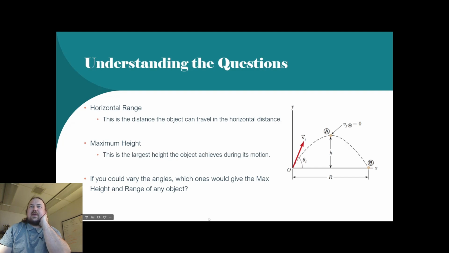The maximum range is going to be right in the middle between those two extremities, right? So the maximum range would be the middle between 0 degrees and 90 degrees. So 45 degrees gives you maximum range of an object. And again, these are just conceptual questions just to get you used to the concept. Okay.